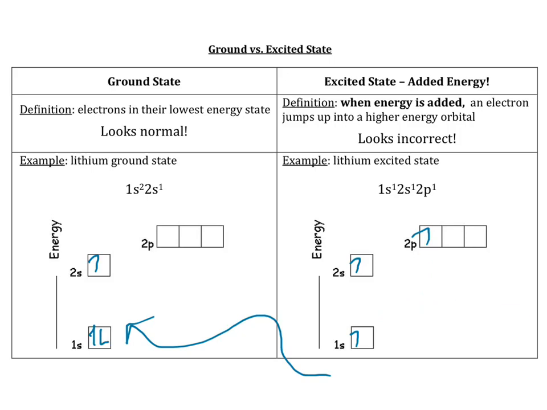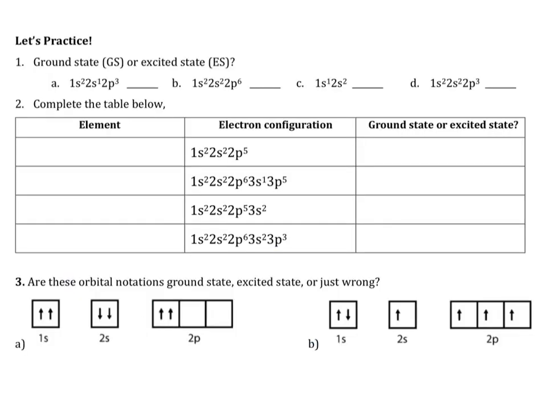So notice here, this electron configuration is 1s1, 2s1, 2p1. The fact that the 1s's are not filled, and that the 2s's are not filled, and that the 2p still has an electron tells you that it's in an excited state. So let's go and take a look at this here.